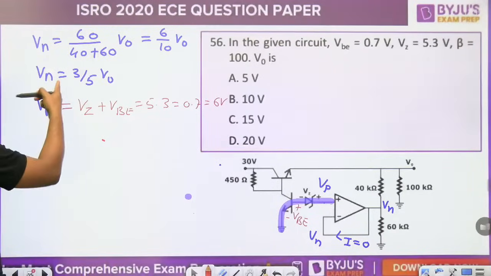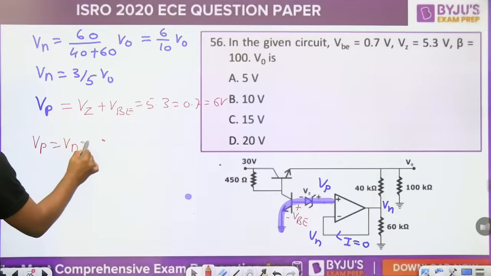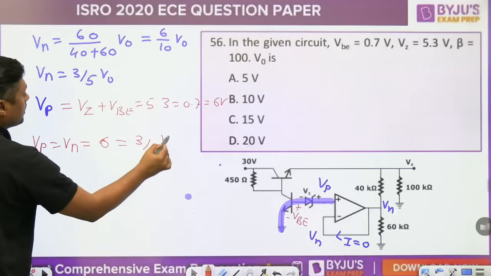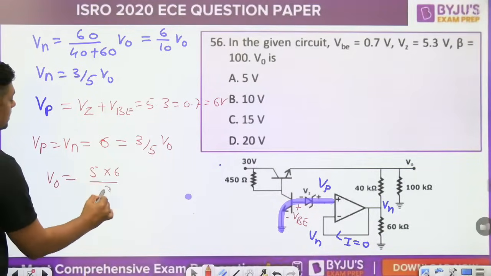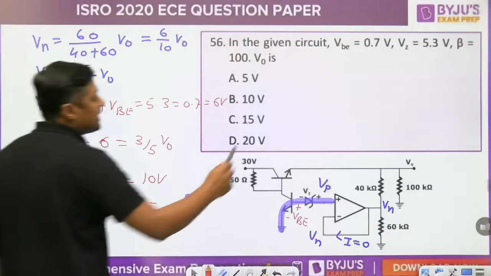Now Vp and Vn are equal, so Vn is 6 volt, and that is equal to 3 by 5 V0. What is V0 equal to? 5 into 6 divided by 3, that is nothing but 10 volt. The answer for this question is 10 volt.